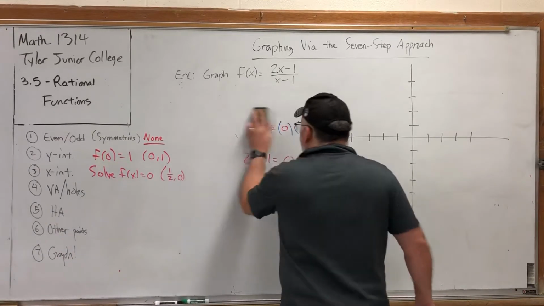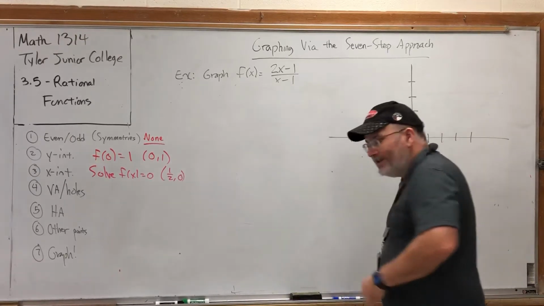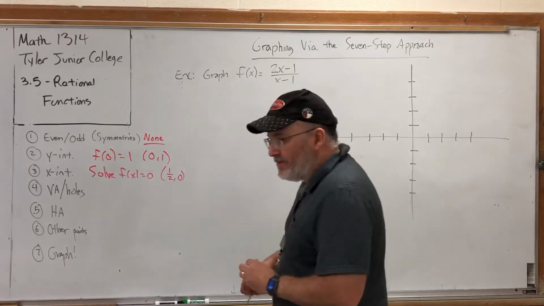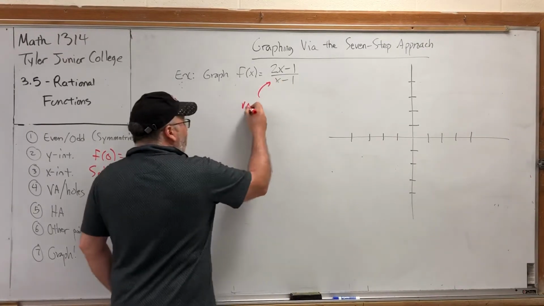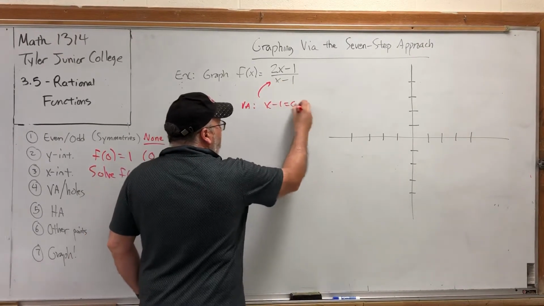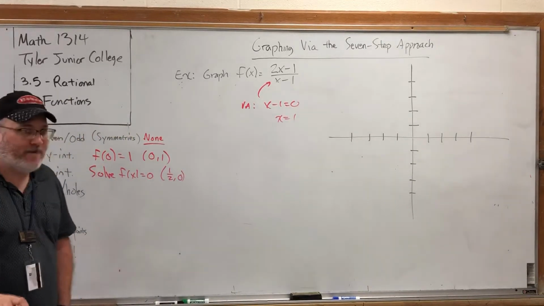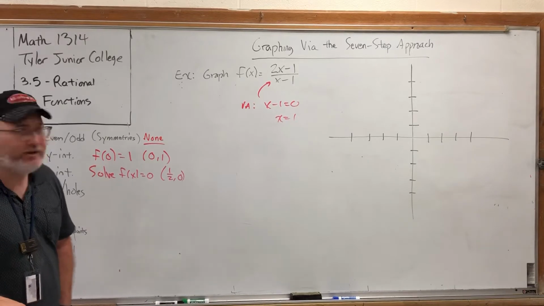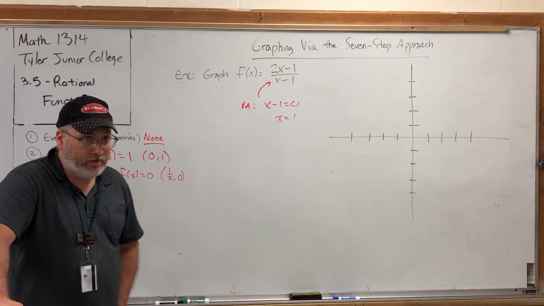Next, vertical asymptotes and holes. Recall that finding vertical asymptotes is technically a 3-step process, but sometimes it's a 1-step process. For the vertical asymptotes, you start by solving the denominator equal to 0. That gives us x equals 1. Your next step is to try to factor and reduce, but this will not factor and reduce. So it is its own reduced function.